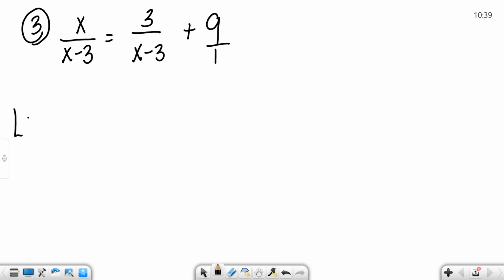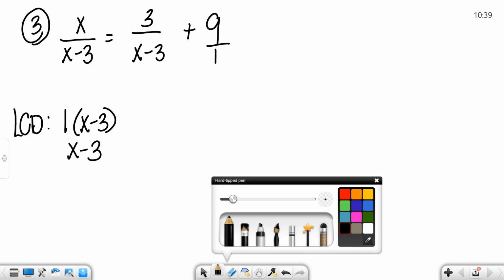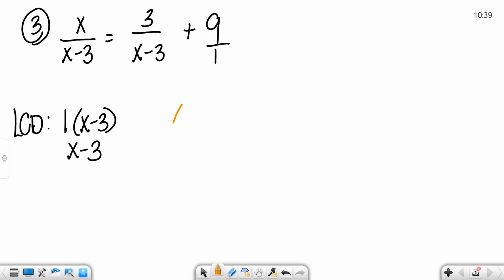All right, so now I need to find my least common denominator. Well, those are already factored. My denominators are factored. So I take every factor that I see, which would be a 1 times x minus 3. Well, when you multiply that, you just get x minus 3. So there's my least common denominator. So everything is going to get multiplied by x minus 3. So I'm going to put my least common denominator in a different color.